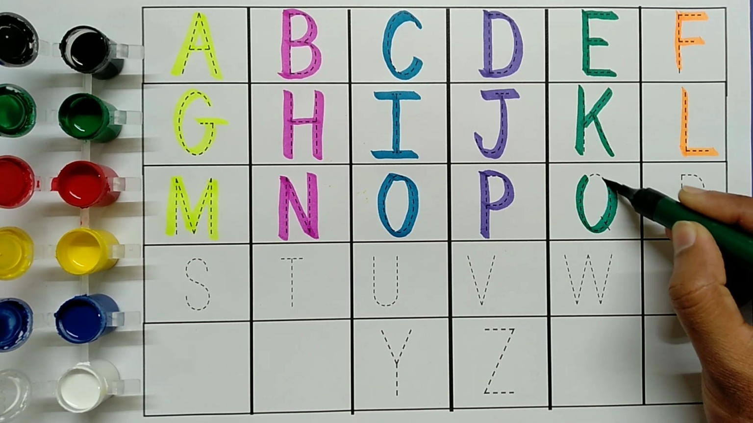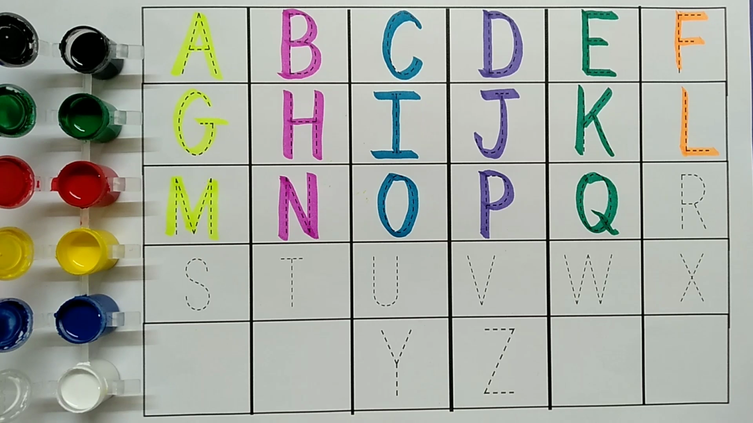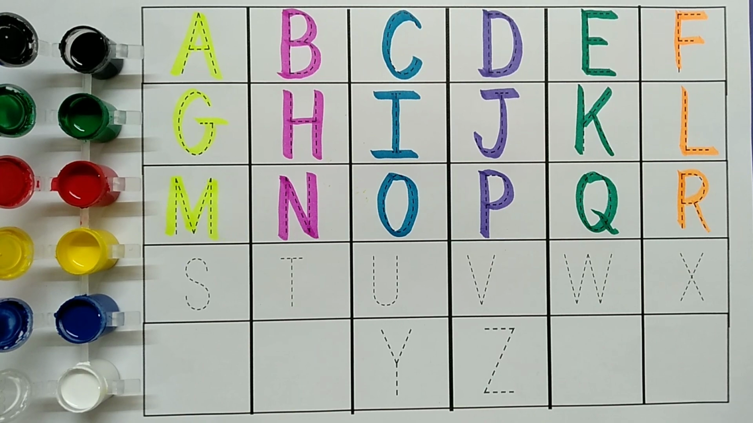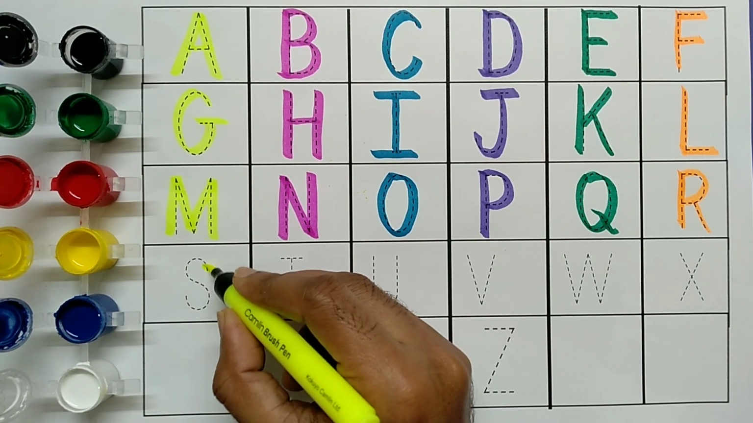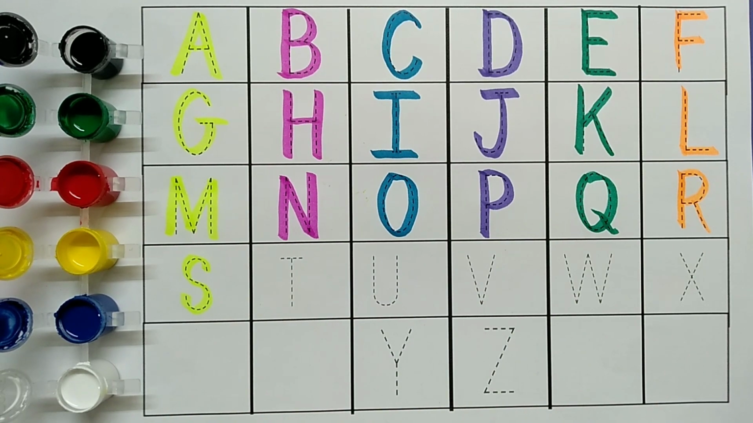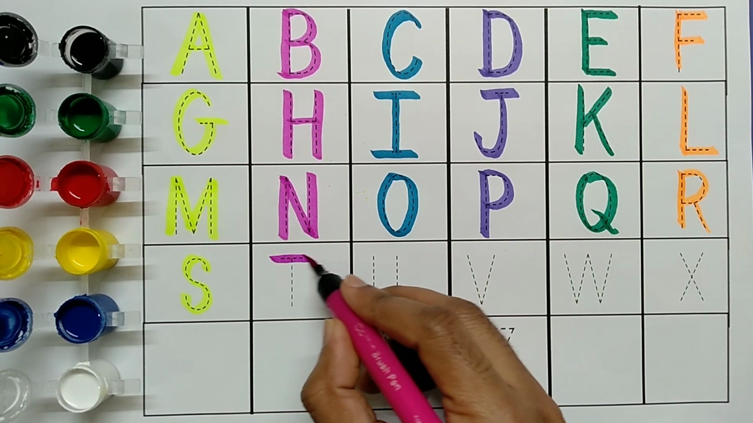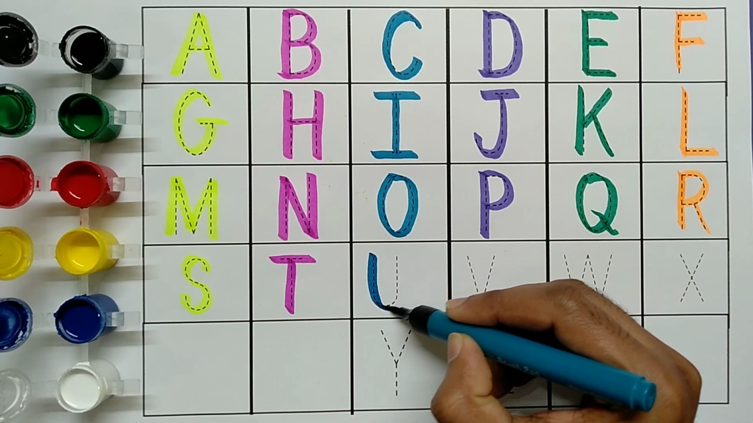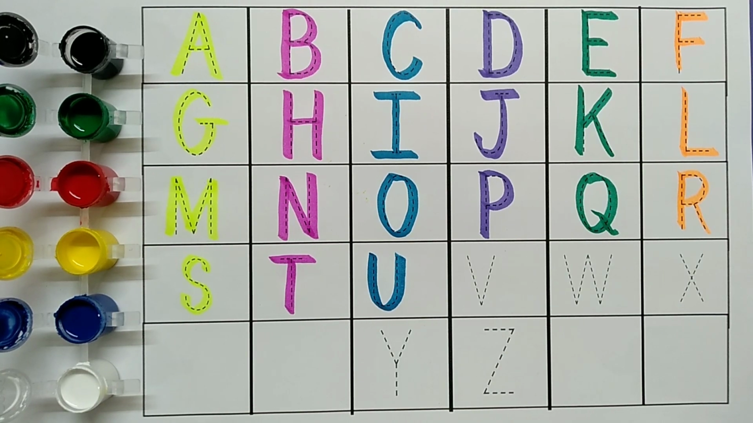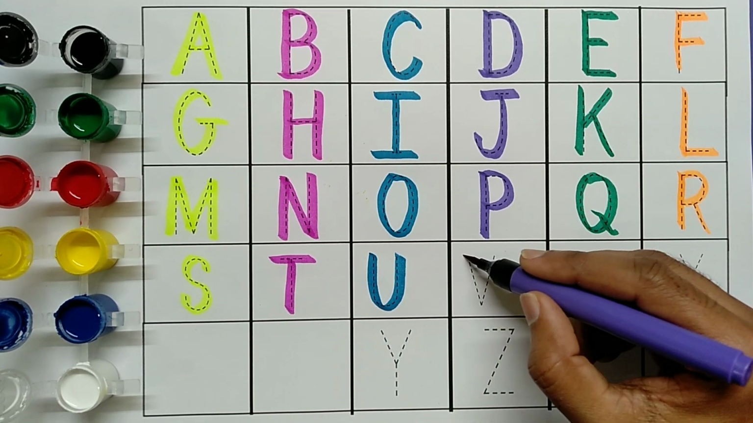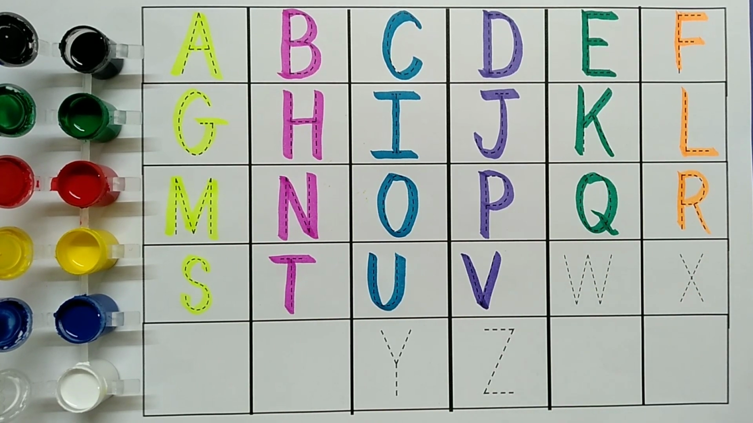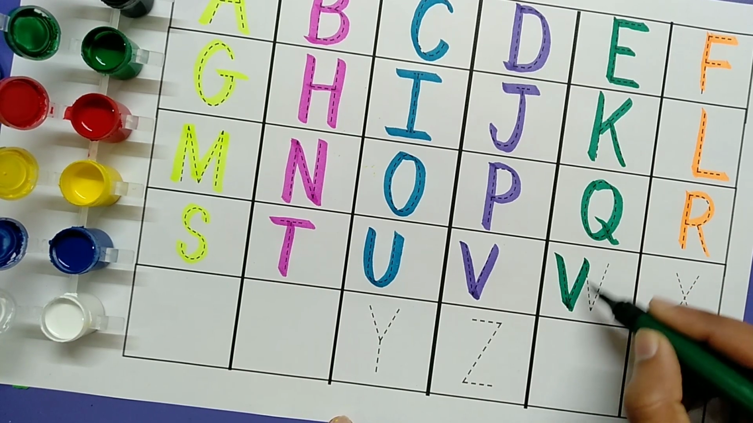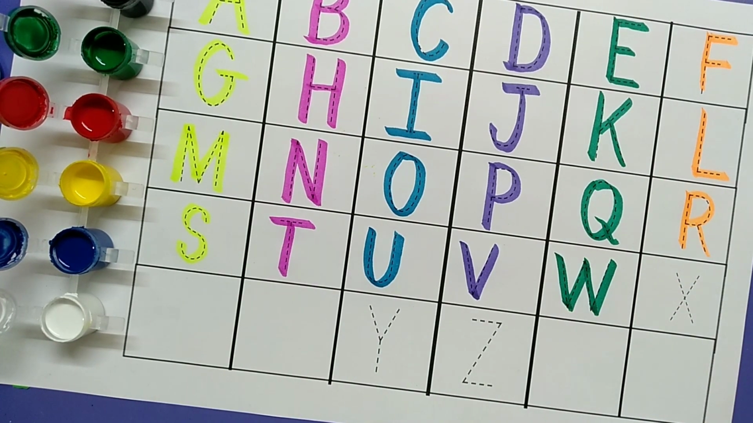Q, Q for queen. R, R for rose. S, S for sheep. T, T for telephone. U, U for umbrella. V, V for vein. W, W for watch.